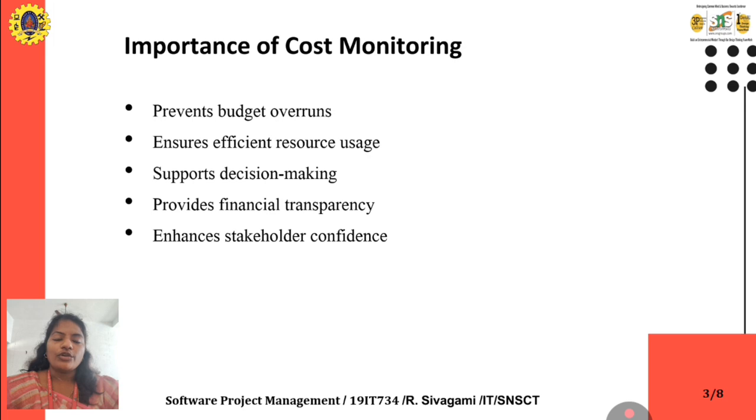The importance of cost monitoring. What are the important things in cost monitoring? It prevents budget overruns. And then it ensures efficient resource usage, efficient usage of our resources. And then it supports decision making. Suppose our project goes without cost control, then we have to take a decision on how to control this much of errors.